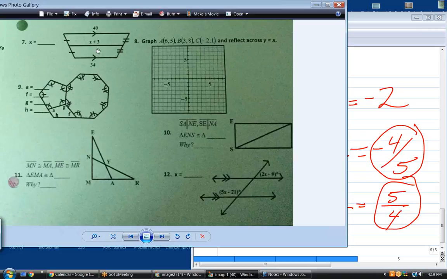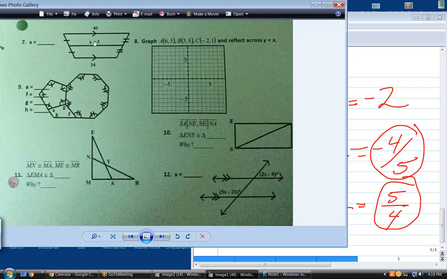Number 7. What is this line here called? It's kind of like the midpoint. Mid-segment. Yeah. It's the mid-segment because it bisects that side, and it also bisects that side. We're looking at a trapezoid. It has exactly one pair of opposite parallel sides.